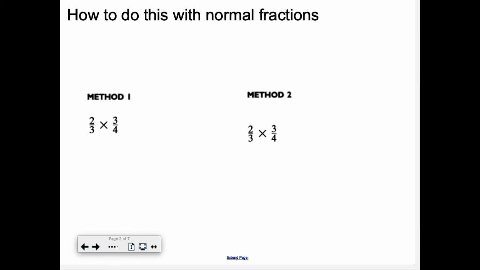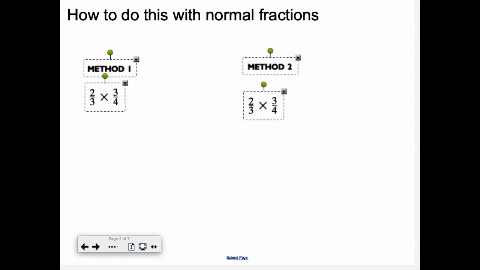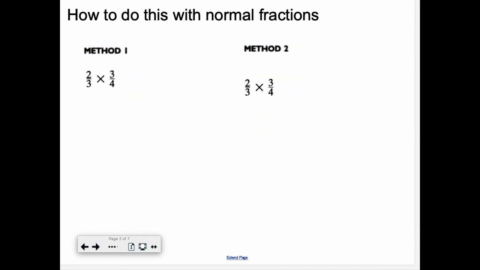So, how to do this with just little old normal fractions. These are the same fraction each one. In the first method, you multiply across the numerator. So 2 times 3 is 6, 3 times 4 is 12. Then I simplify that as much as I can by saying 6 goes into this once, 6 goes into that twice, the answer is 1/2. You might say, okay, easy peasy, cool.